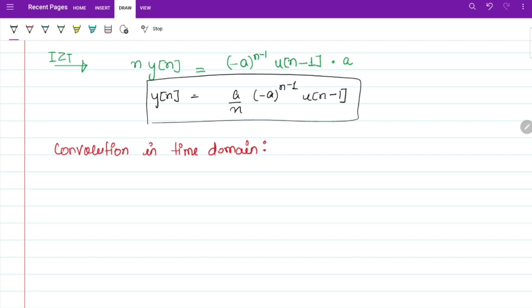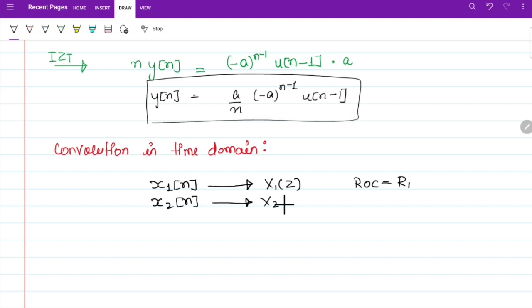Okay, suppose z transformation of x1 of n is x1 of z and ROC is R1, and z transformation of x2 of n is x2 of z and ROC is R2. Then we need to find z transformation of convolution of both the signals.